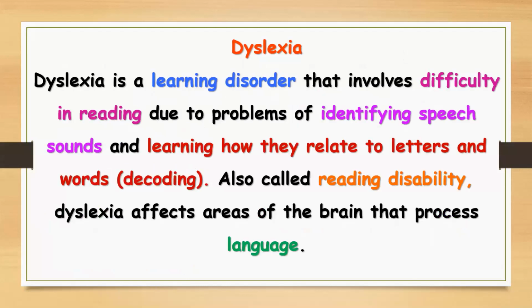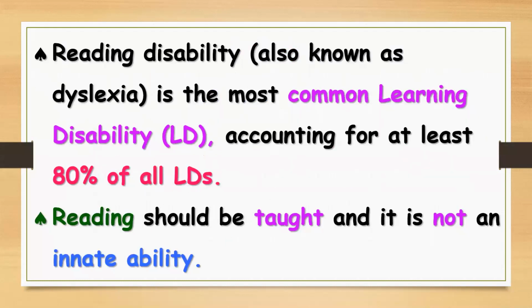So, dyslexia is a learning disorder. It involves difficulty in reading due to problems of identifying speech sounds and learning how they relate to letters and words, known as decoding, also called reading disability. It affects the brain that processes language. Reading disability, also known as dyslexia, is the most common learning disability, accounting for at least 80% of all the learning disabilities.